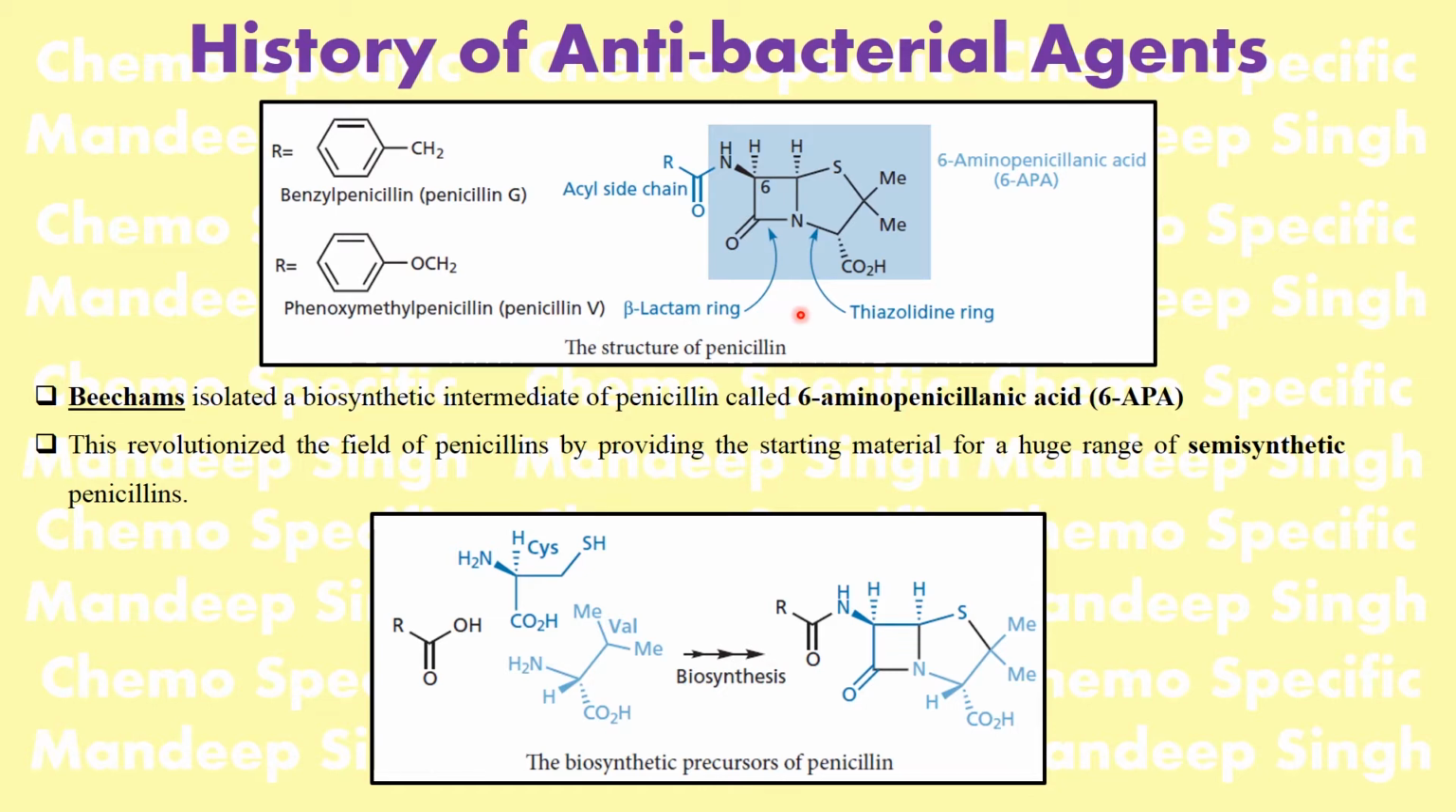Later on, when we discuss the structure activity relationship, we are going to talk more about the structure of penicillin and its properties. If someone asks about the biosynthetic precursors of penicillin, how does nature make penicillin? Basically, nature takes advantage of two amino acids, cysteine and valine, and they undergo the whole biosynthetic pathway to give penicillin. So it is very important for you to understand that cysteine and valine are the biosynthetic precursors for the synthesis of penicillin.